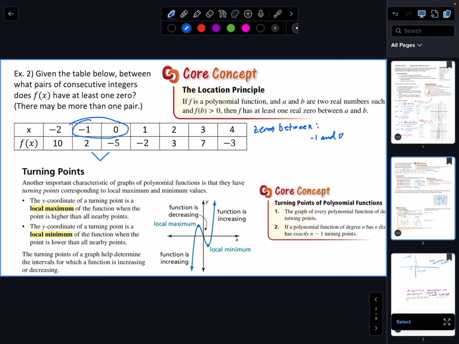If you keep on going down, at 1, the function's below the x-axis. At 2, it's above. The output changes from negative to positive. So there's got to be a 0 between 1 and 2. So you're looking at the y values to see if there's a change in sign, but it's between the x values that the 0 is. And then the next change in sign in y is when x is 3 and when x is 4. At 3, you're above the x-axis. At 4, you're below. So there must be a 0 between 3 and 4.